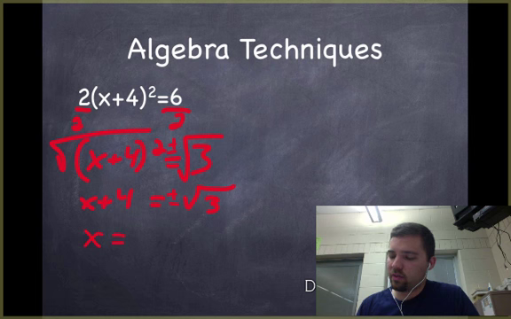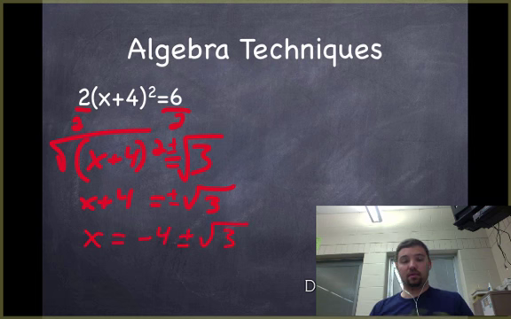So I'll get x equals negative 4 plus or minus the square root of 3. Now those would be really ugly solutions if you graphed it, but this is the exact solution, which is generally what we're going for. Notice this is two solutions, right? Negative 4 plus square root of 3, negative 4 minus the square root of 3. All right, so those are a few techniques to help you solve quadratic equations.